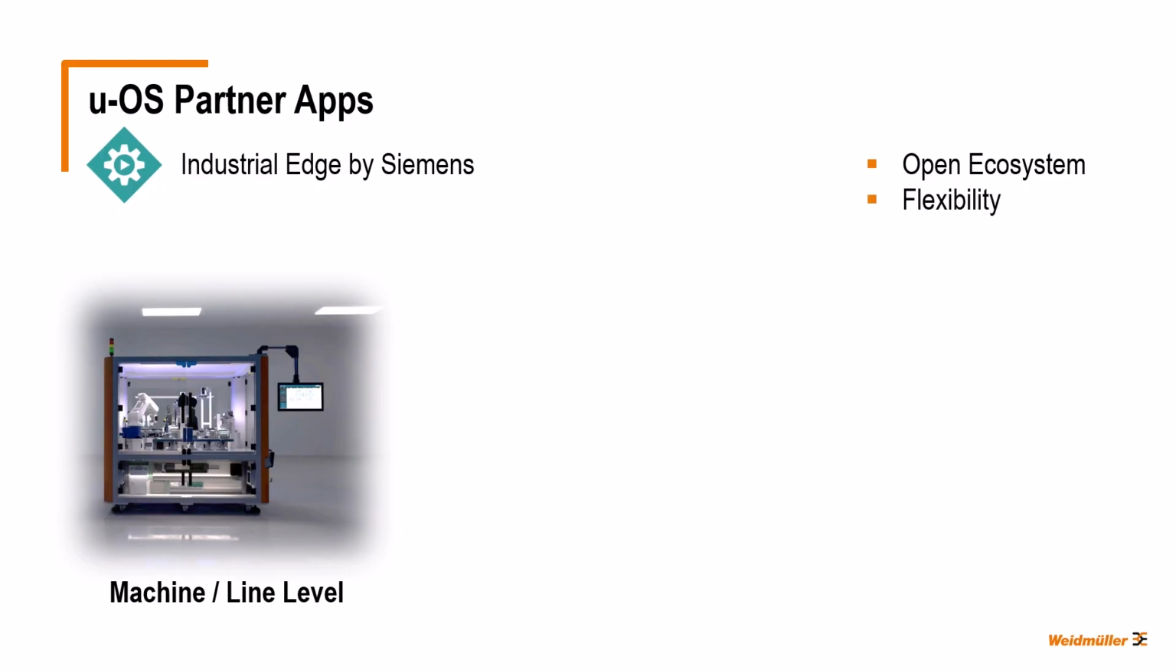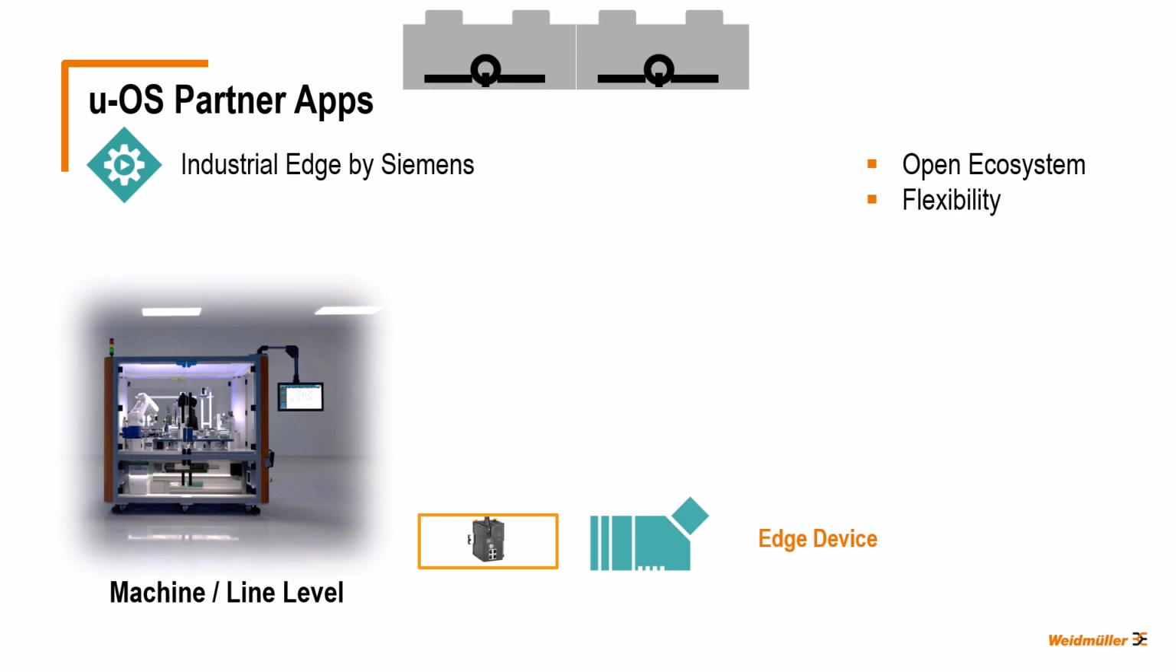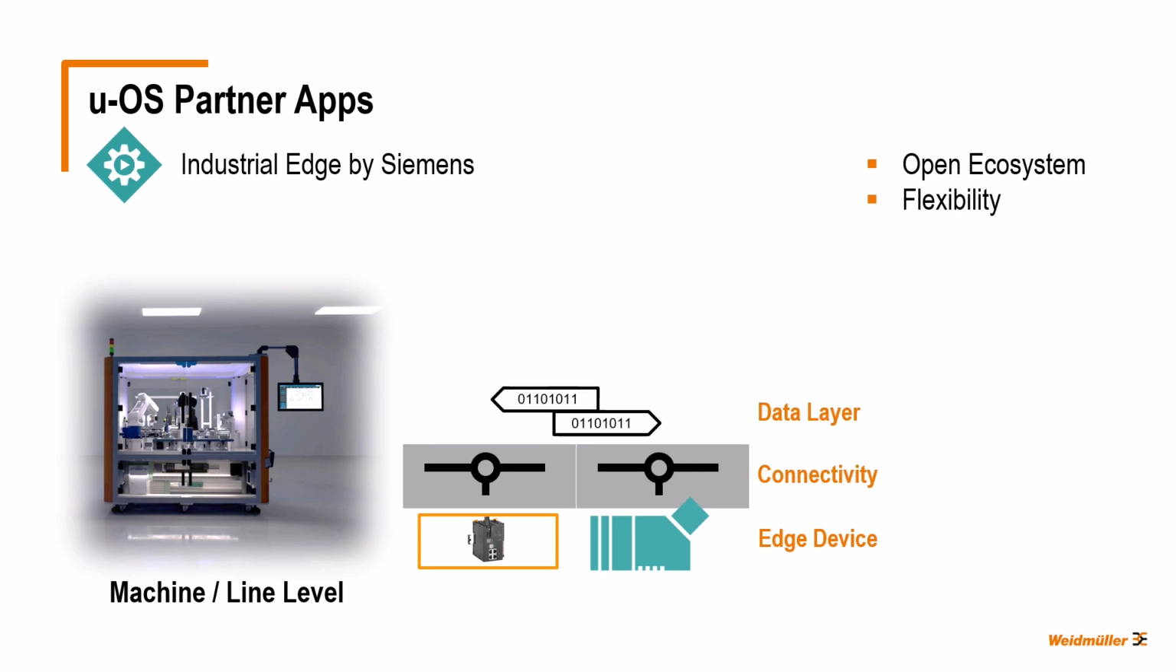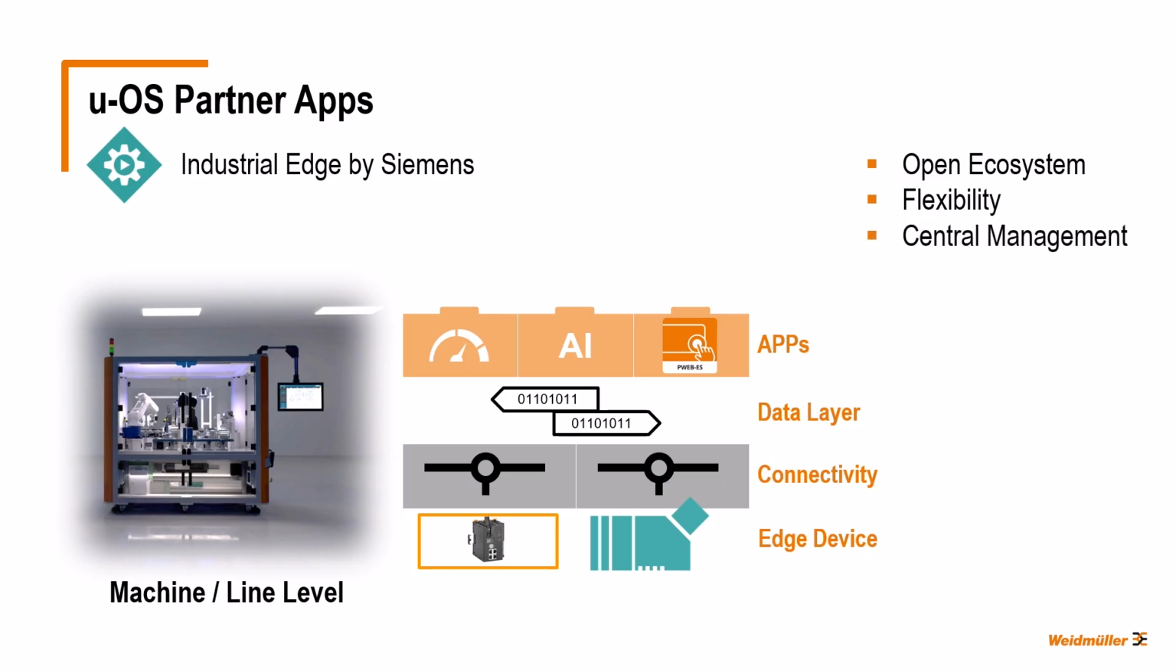This allows us to integrate seamlessly into their existing infrastructures, whether they are edge devices such as our UOS devices, connectivity, data layers for communication, or our apps. Customers are able to manage the app and device lifecycle centrally and remotely to scale industrial use cases globally. And thanks to easy workflows, customers are able to deploy Industrial Edge out of the box.